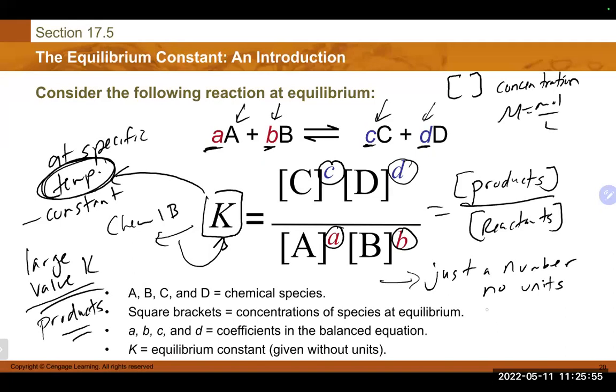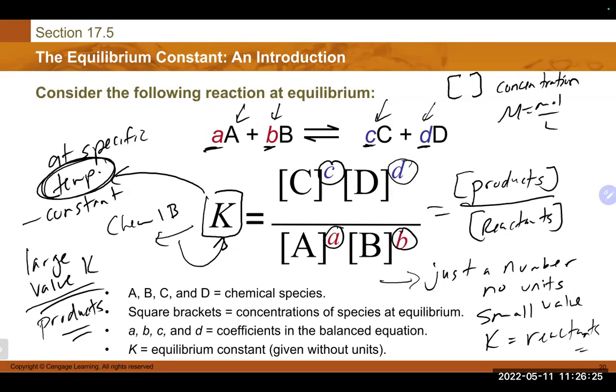Obviously, the opposite would be true if you had a small value of K. You would need more reactants than products to get a small value in this mathematical way, and we would expect more reactants to be there at equilibrium. So by just looking at the value of K, we can have a pretty good assumption of what we would expect to be there when this reaches equilibrium.